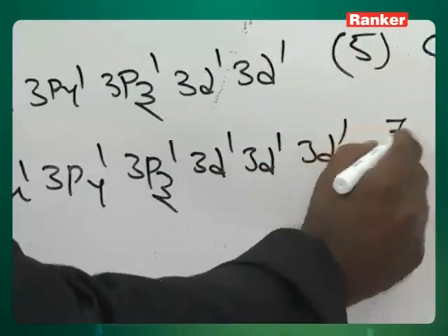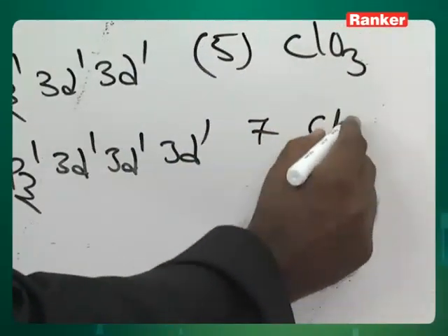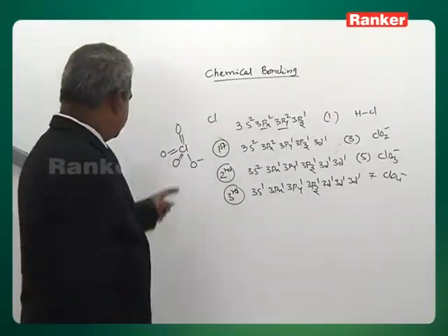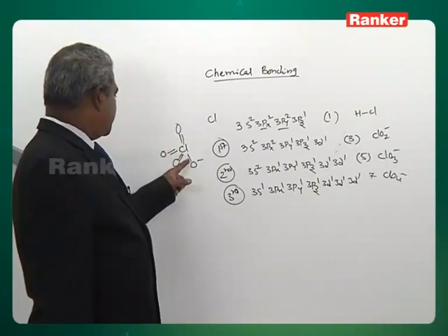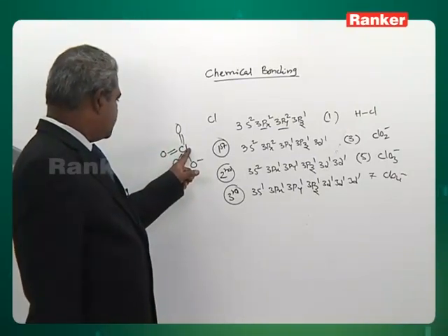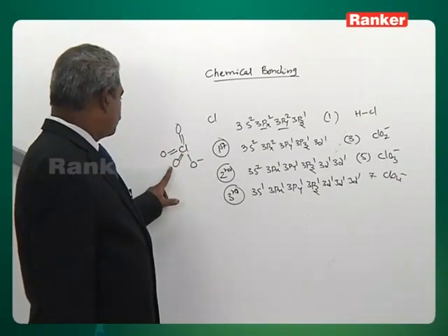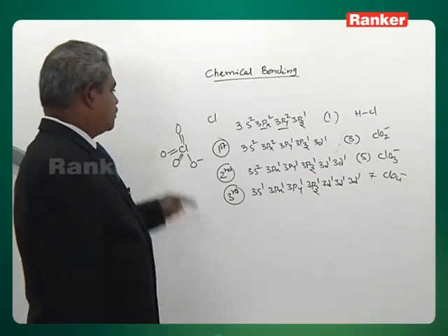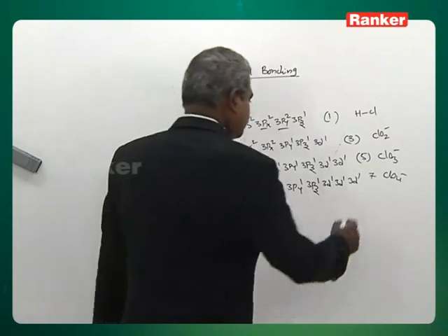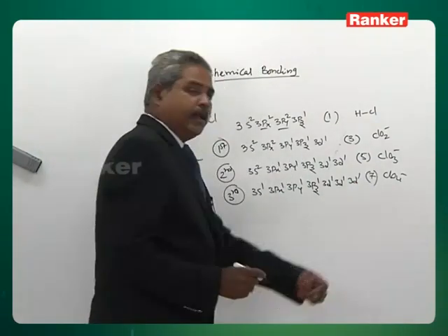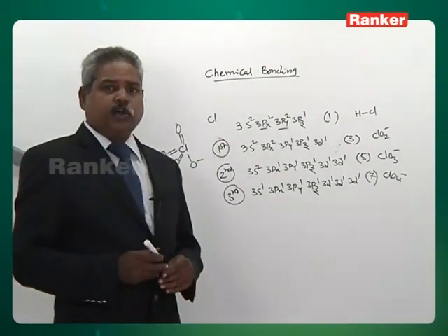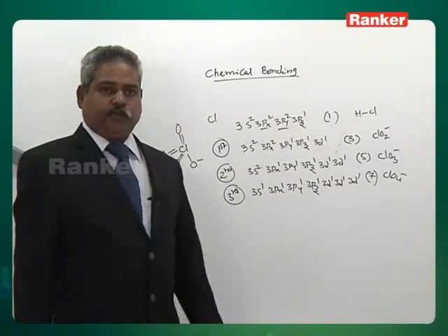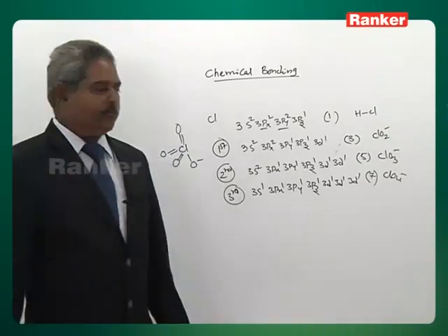So, 7 bonds also, ClO4-. ClO4-, 1 bond. Look at this: ClO-, ClO2-, ClO3-, ClO4-. So in ClO4- you indeed have 7. So, chlorine can form 7 bonds because it is not borrowing electrons from anyone. It is using its own electrons. If you use your own electrons, you can form any number of bonds.